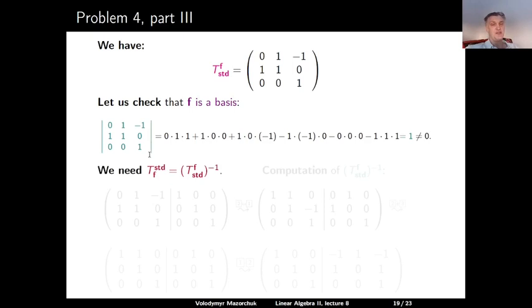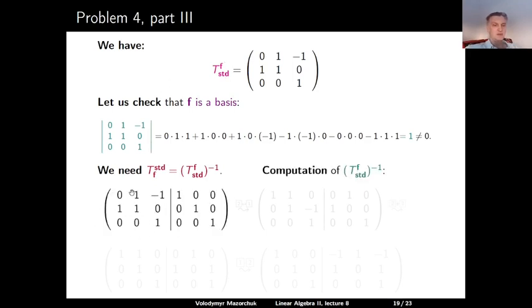To apply the base change formula, we need the inverse of the transformation matrix from the standard basis to F. So let's compute this. We write our transformation matrix from the standard basis to F, then the vertical line, then the identity matrix, and we do the usual reduction to row echelon form using Gauss elimination. Here we have 1 in position 2, so we swap rows 1 and 2. Row 2 becomes row 1, row 1 becomes row 2, and row 3 remains the same.